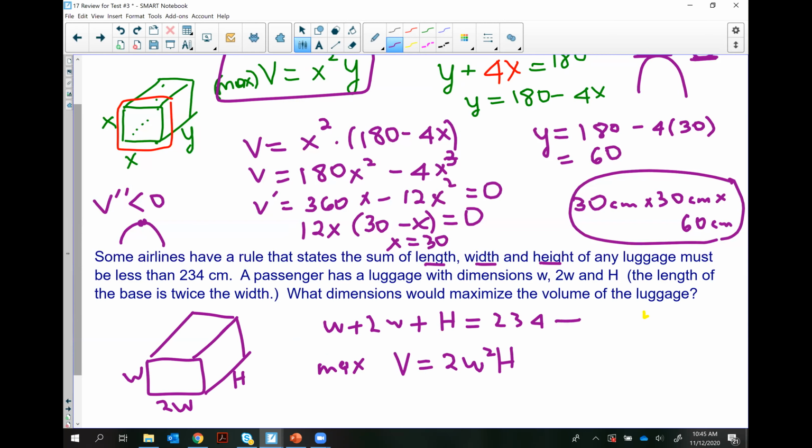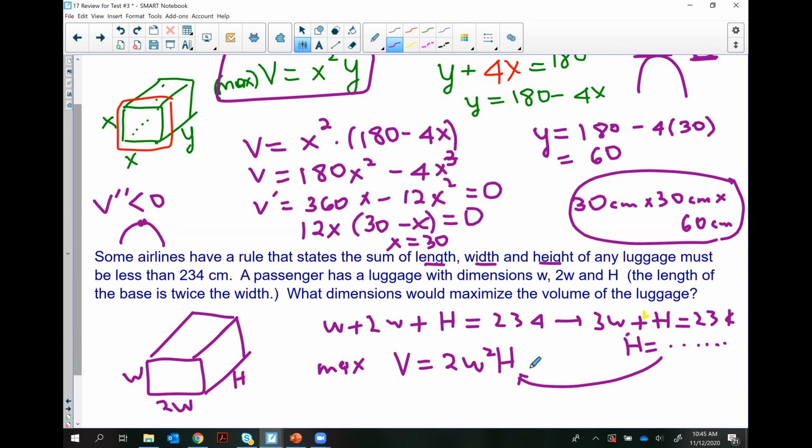So if you simplify the first equation, you get this. From here, you need to solve for H. H equals 234 minus 3W. So you get H from here. And then substitute back in here to get your volume.